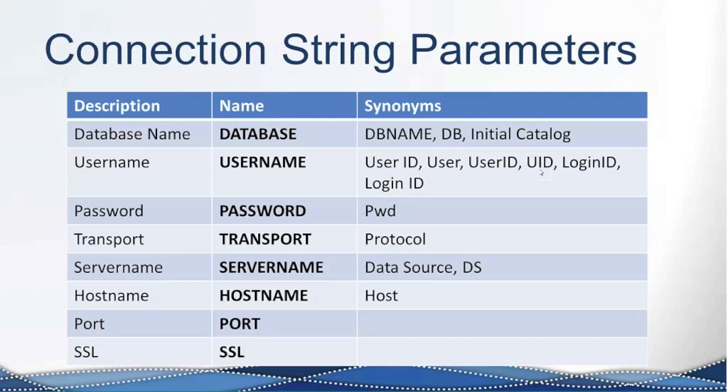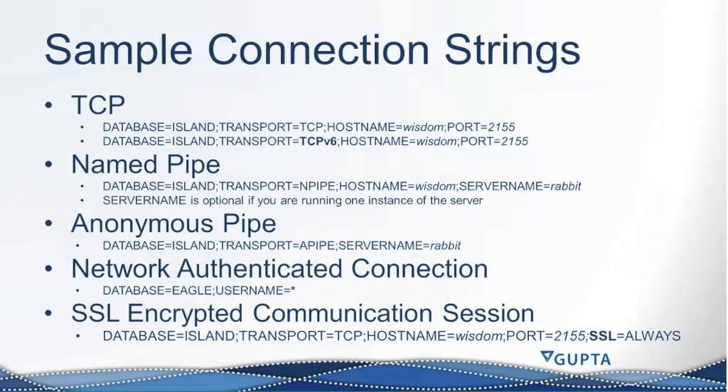The server name is not required for a TCP connection because you specify the TCP connection with the host name and the port number. But if you're using name pipes, the server name can help make that connection. We also support SSL, and there are some SSL parameters that can be specified. So here are some sample connection strings that can be passed to the connect function.